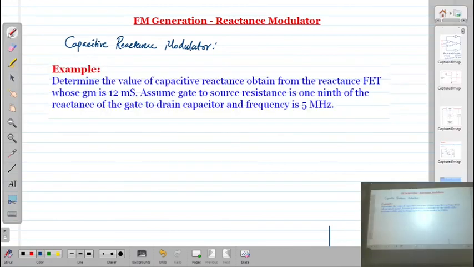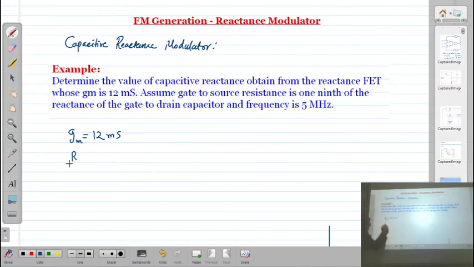What is the example? Determine the value of capacitive reactance obtained from a reactance FET whose Gm is 12 millisiemens. Here we note down this value of transconductance. It is 12 milli, that is the unit of transconductance, Siemens. Remember.